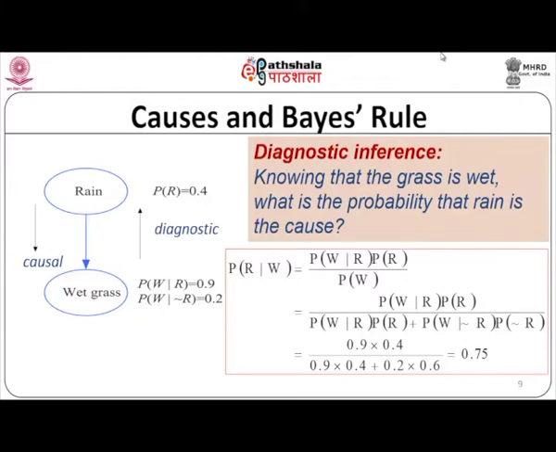0.4, that comes there. Plus the probability of wet grass given not rain is 0.2 into the probability of not rain, which is 1 minus 0.4, that is 0.6. So, the probability of rain given wet grass, that is your diagnostic inference, is 0.75. This is a diagnostic inference, not straightforward. It is inference, but we are not using any algorithm to do this, it is a simple case.